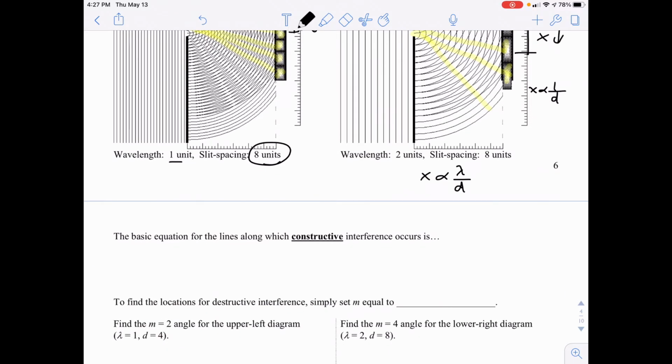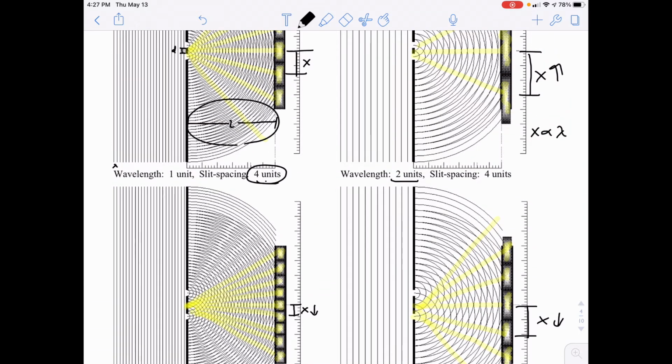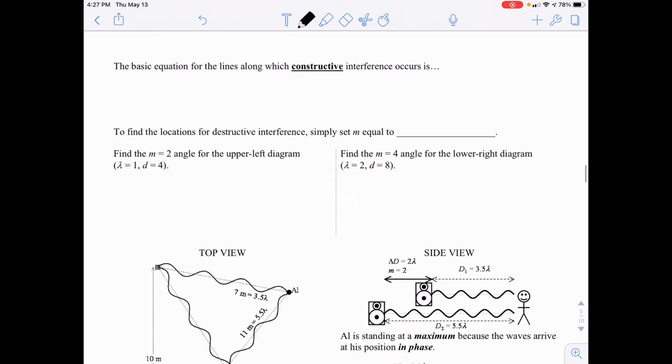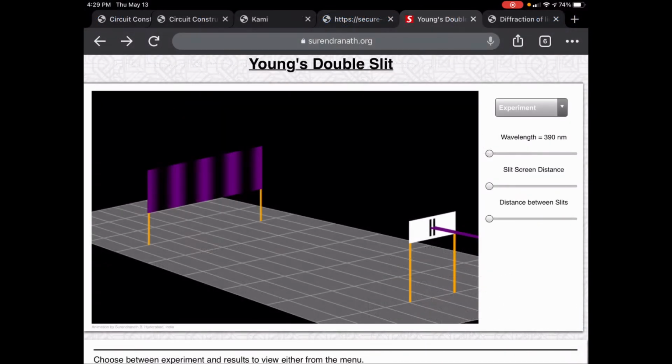Now, the basic equation for constructive interference, when we put this all together, will also relate to one more variable, and that is this here, the distance from the slits to the screen. Okay, and that varies as well. And so before we take a look at the equation here, let's take a look at a physics Java applet, an animation, to see how these variables relate to each other. Let's take a look at Young's double slit experiment in action.